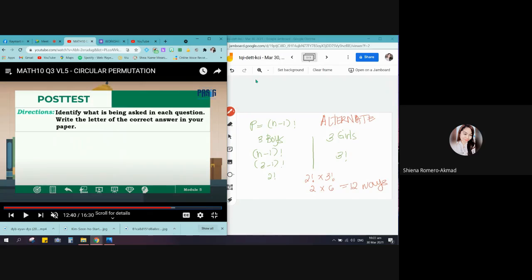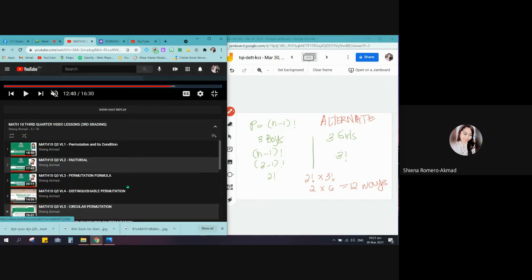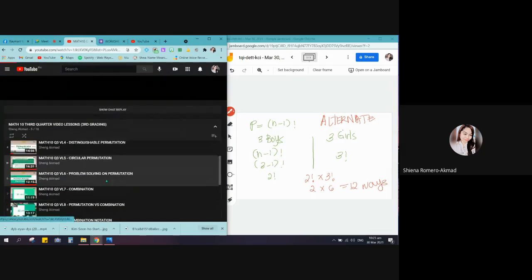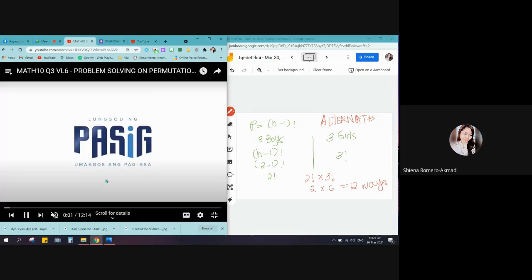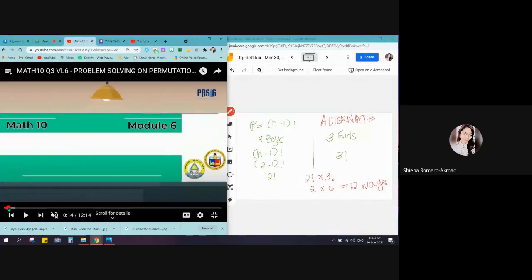So let us now proceed to our module number 6. So for module number 6, we'll have solving problems or problem solving on permutation. Medyo nakakangalay pala ito.